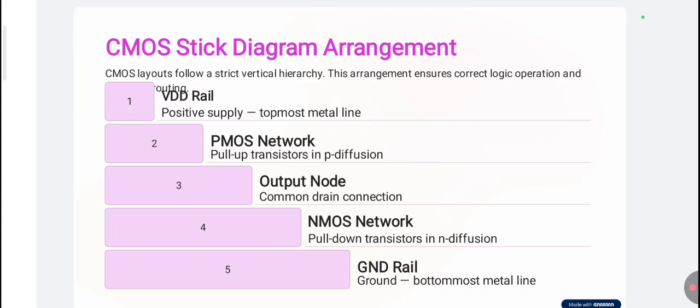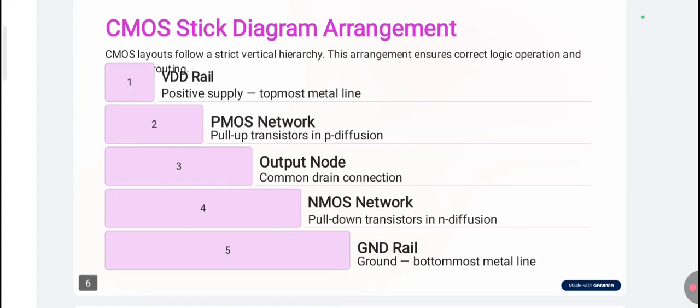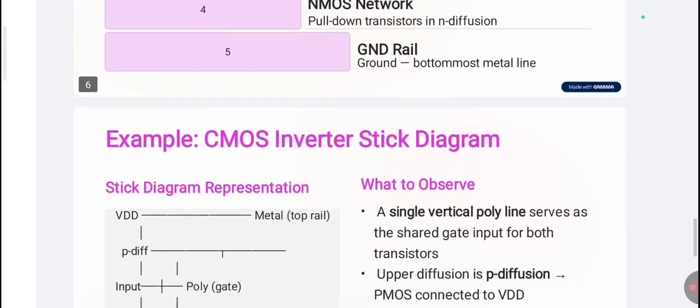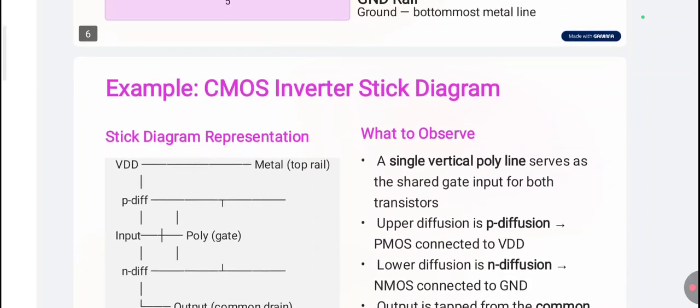And we have a fourth arrangement, which is nothing but the NMOS network, which is represented by pull-down transistors in N diffusion. And at the last we have the fifth layer arrangement, which is nothing but the ground layer, that is the bottommost metal line represented in the figure.